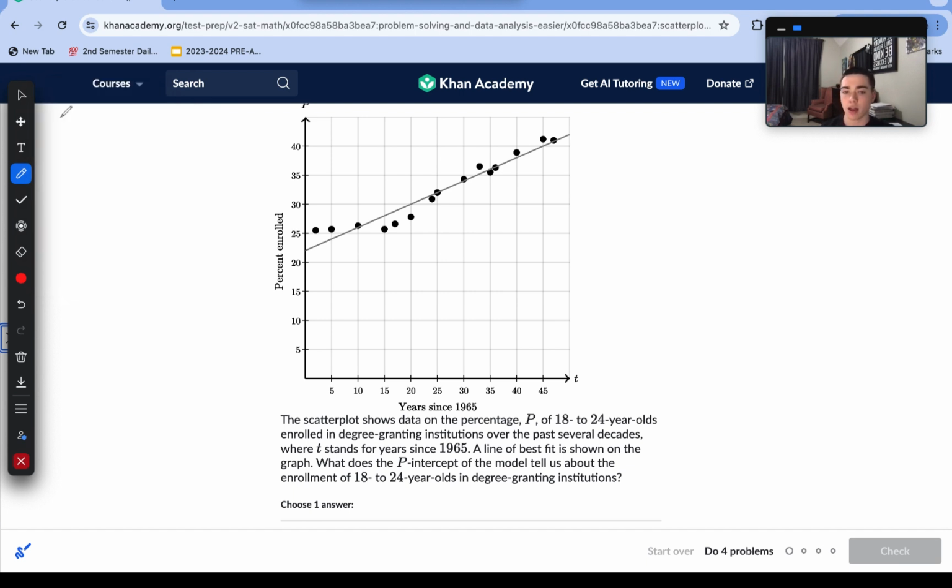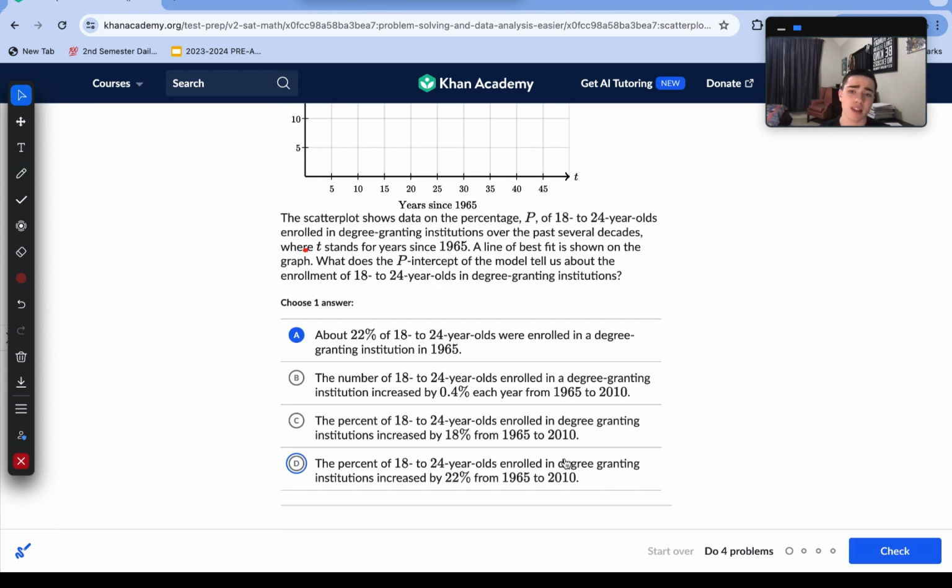What does the P-intercept, or Y-intercept really, of the model tell us about the enrollment of 18 to 24-year-olds in degree-granting institutions? So our Y-intercept is where X is 0, or the years since 1965 is 0, meaning it is 1965, and in that year it was about 22%. So in 1965, 22% of students were enrolled. So that means answer choice A is correct.